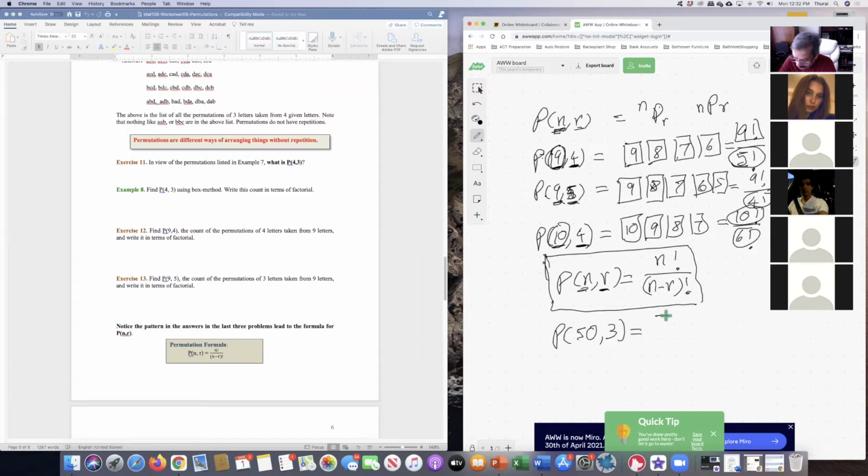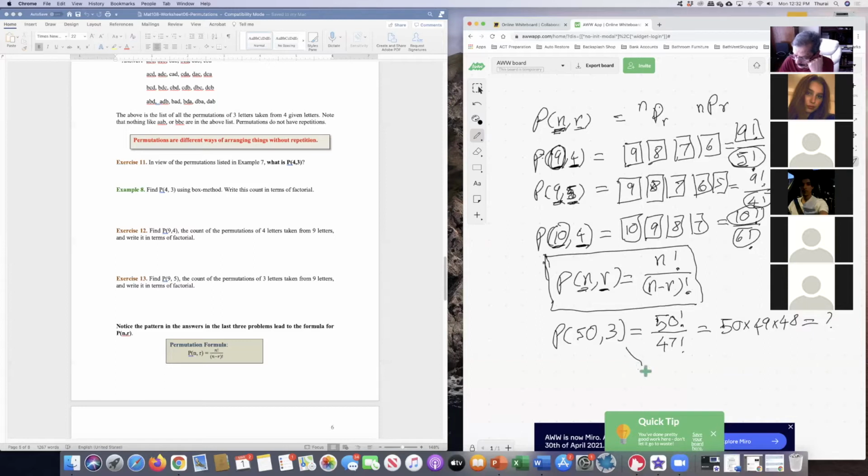47. Wait, you said numerator? Numerator would be 50 factorial divided by 47 factorial, which is equal to 50 times 49 times 48, if you remember. Everything that comes after that will cancel with the 47 factorial. So you multiply that, and that's your answer.